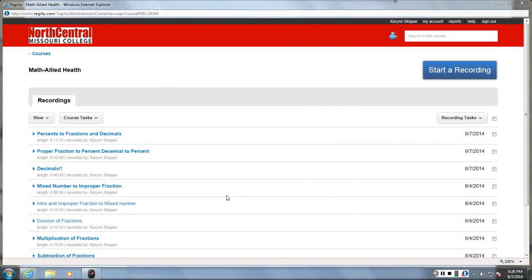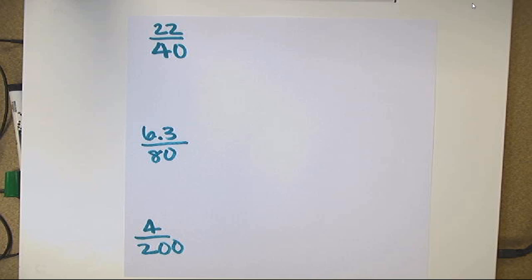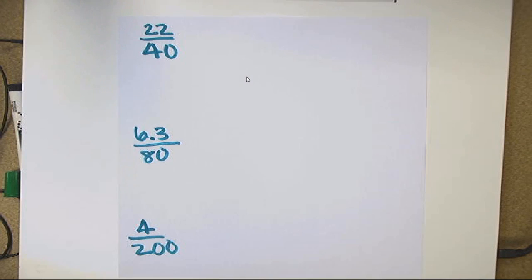The last two sections over percents include finding what percent one number is to another, as well as finding a given percent of a number. So the first thing that we'll start out working on is finding what percent one number is to another. And the first one is, well, I set up the equation for us already, but on number one, the question is, what percent of 40 is 22?